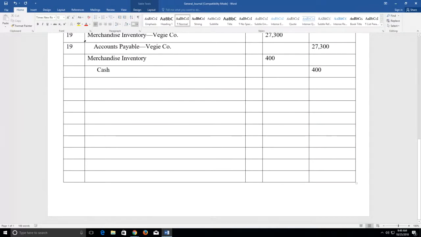A lot of students will want this debit to be delivery expense, but it's not delivery expense because it's part of the cost of getting the merchandise to us. And all cost in getting the merchandise to us is merchandise inventory. Okay, on the 20th, it says that we purchased merchandise from Caesar Salad Company. It says that we bought $22,000 worth.